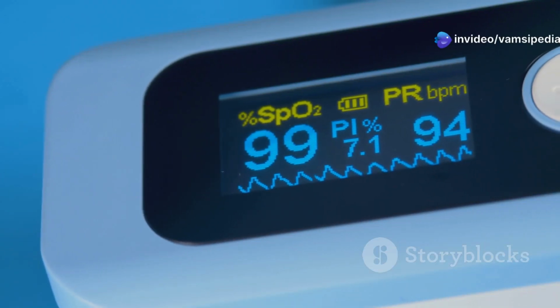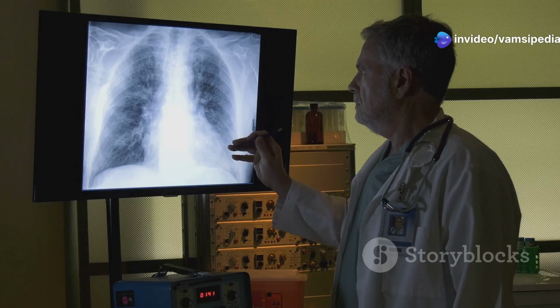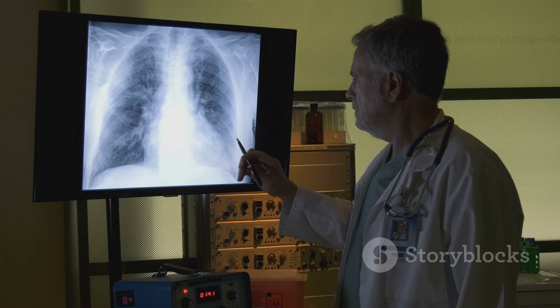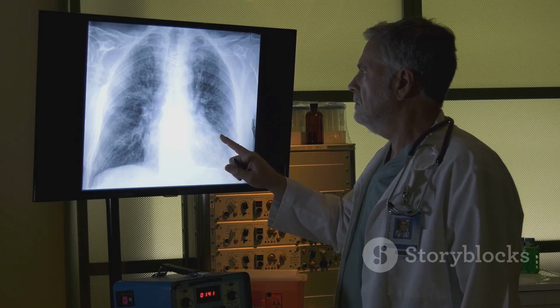SpO2 desaturation refers to the drop in oxygen saturation during exercise. A significant drop, typically more than 4%, can indicate pulmonary issues such as interstitial lung disease or pulmonary vascular disease.